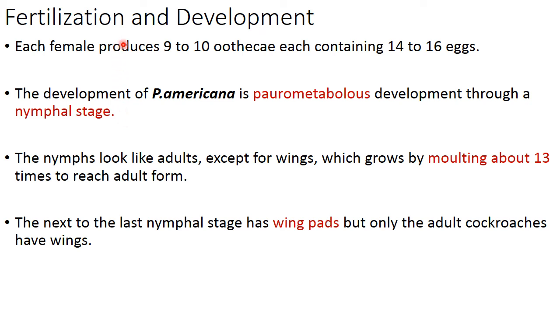Now, in fertilization and development, each female will produce how many? 9 to 10 oothecae, and each ootheca will contain how many eggs? 14 to 16. The development in Periplaneta americana is what? Paurometabolous. That means it will develop slowly and gradually into an adult, but it will have a nymphal stage.